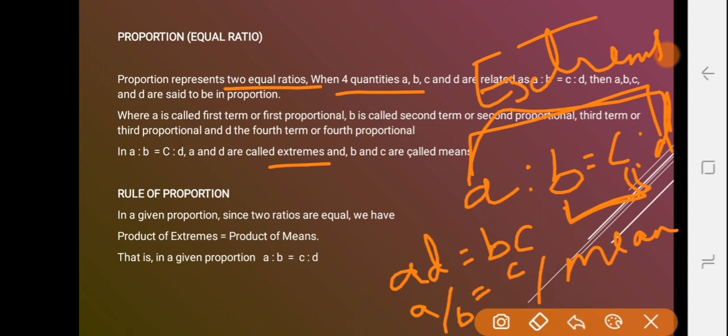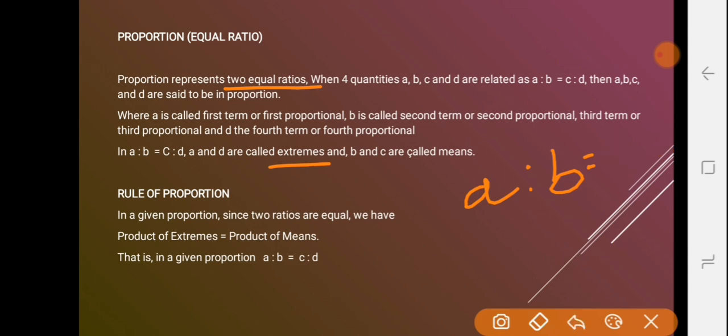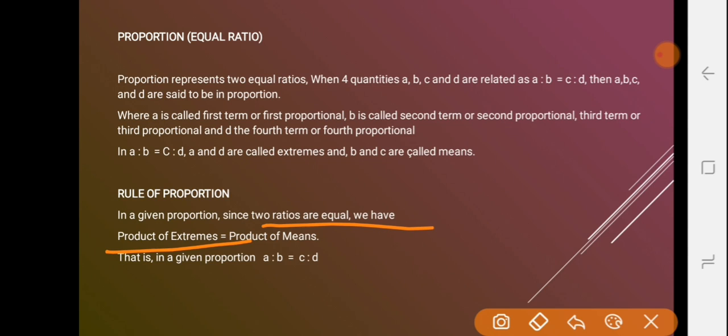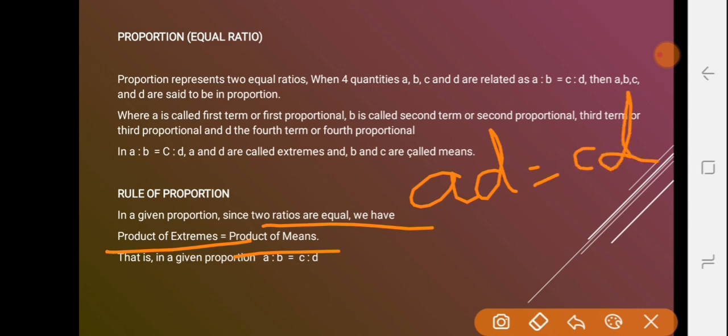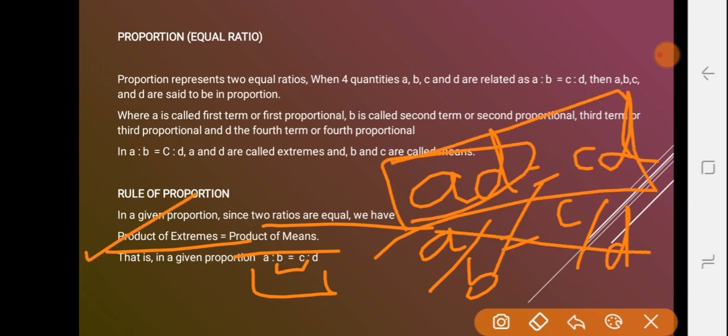We have rules with respect to proportions. The rule of proportion: in a given proportion, since two ratios are equal, the product of extremes is always equal to the product of means. That is what I told you: ad is always equal to bc. We are comparing extremes and means. Either you can write it as a by b is equal to c by d, and if you cross multiply, you get this equation only. Product of extremes is equal to product of means.